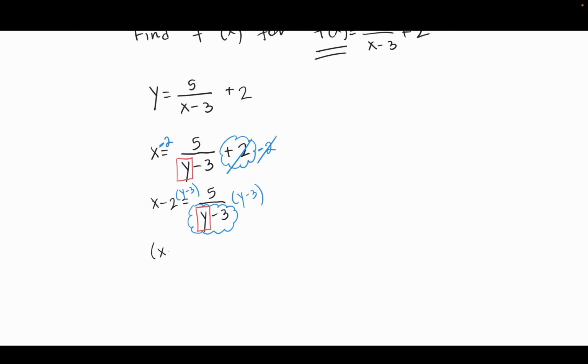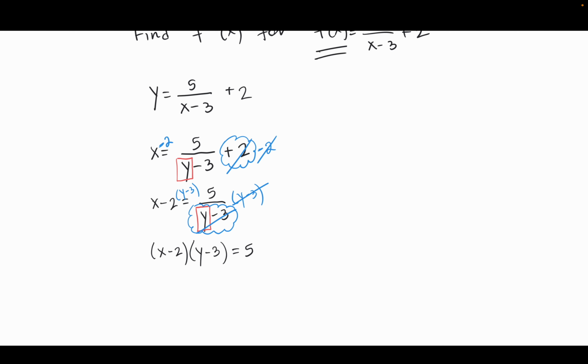x minus 2, that was already on the left side, and now it also has y minus 3 that I brought there. Then my equal sign. On the right side of the equation, the y minus 3 that was in the denominator and y minus 3 that I added there cancel each other out, leaving you with just a 5.